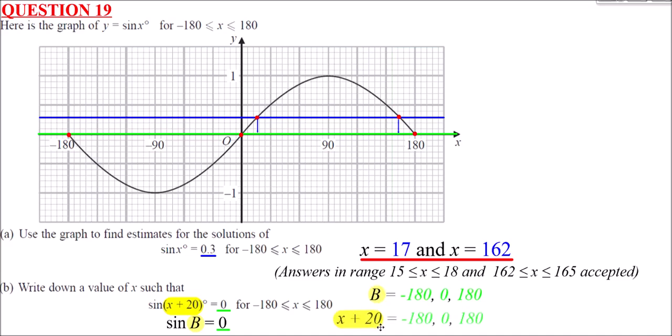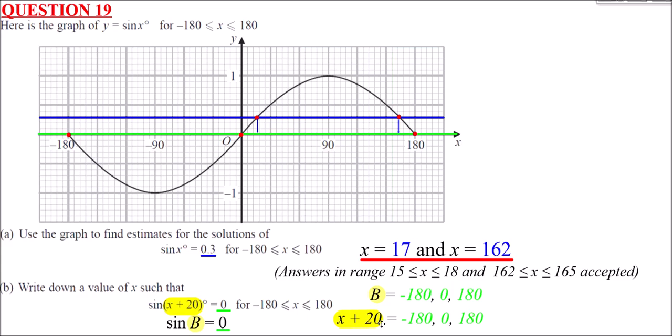However, the bracket was actually x plus 20. So what this means is the brackets, which are x plus 20, equals minus 180, 0, or 180. I'm not really interested in the brackets, I'm only interested in the value of x. So this equation is no good to me until I just have x on its own as a subject.